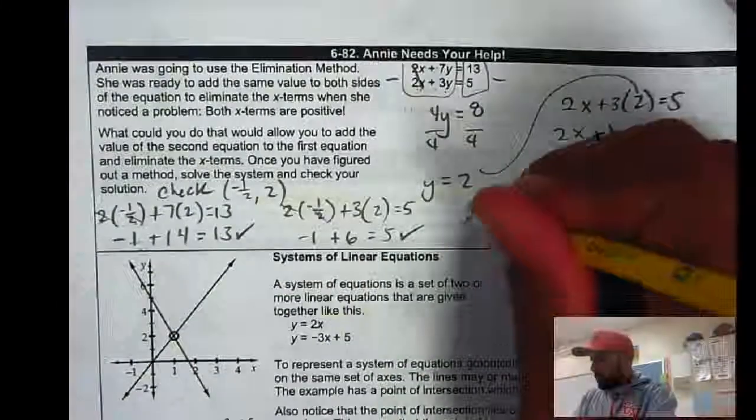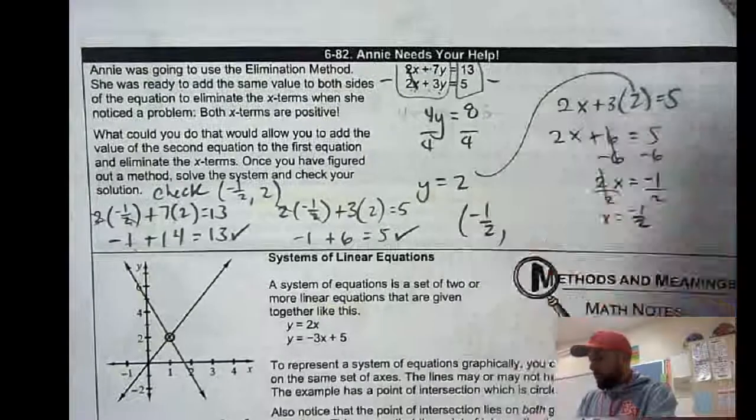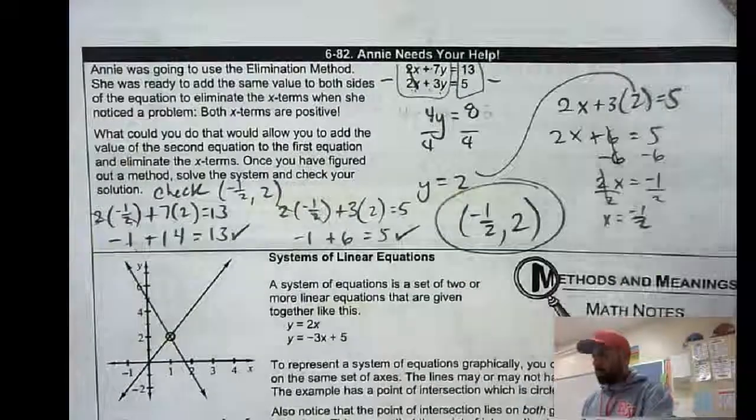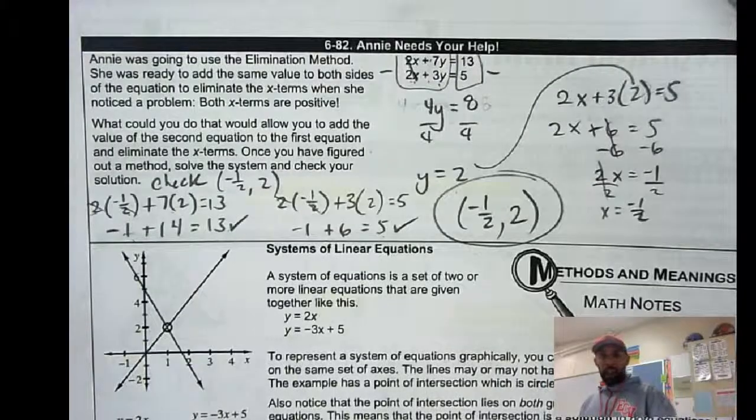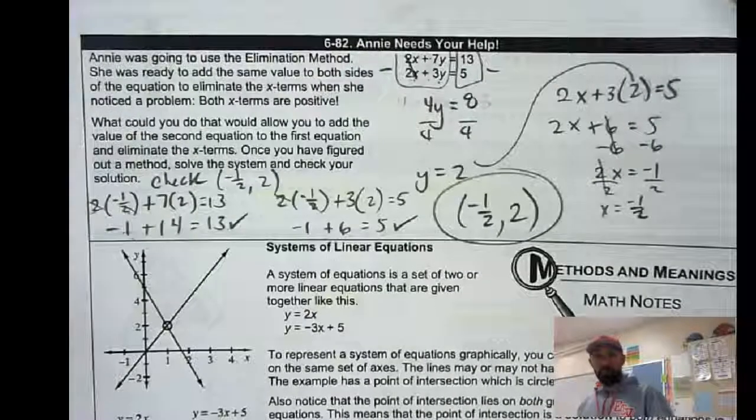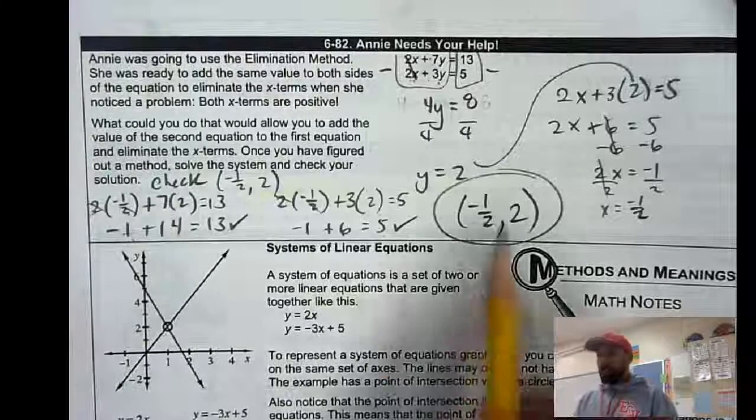So the answer, remember, write it as a pair. Okay, especially if it's not a word problem. If it's not a word problem, it's asking for like an actual real thing, like the bass and the trout, then you need to write it as an ordered pair.